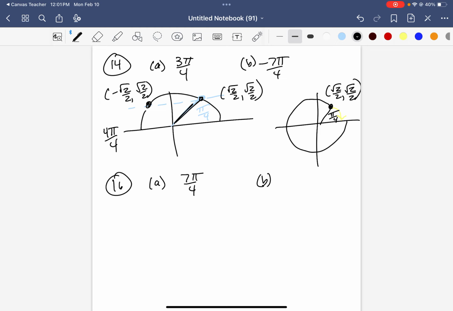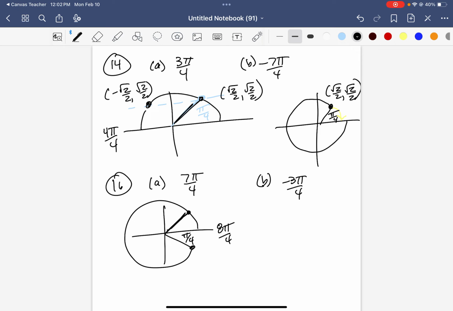16. So 16 is 7 pi over 4, and B is negative 3 pi over 4. So if I go 7 pi over 4 in a positive direction, I go all the way and I stop right here, short 1 pi over 4. I don't go a full 8 pi's over 4. So it turns out that it's going to have the exact same x coordinate as pi over 4, and its y coordinate will be negative.